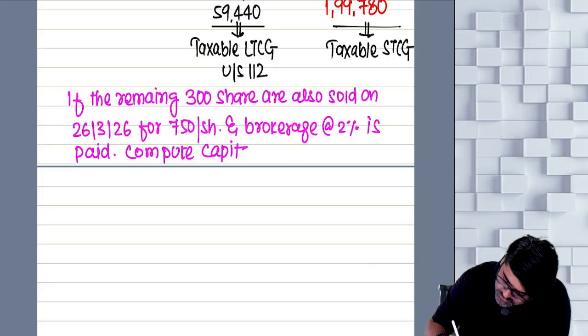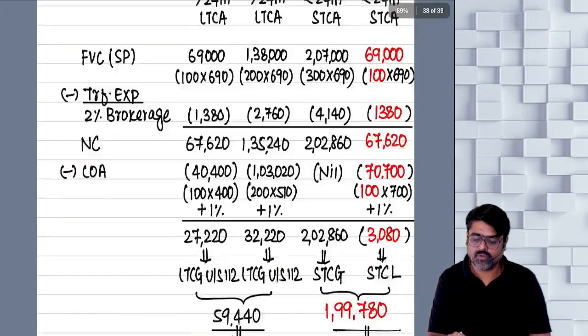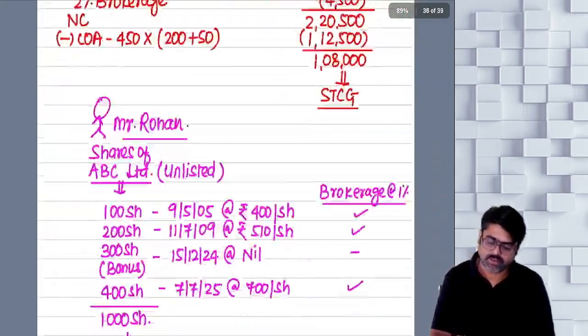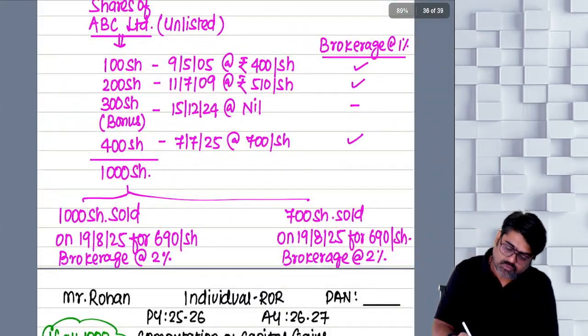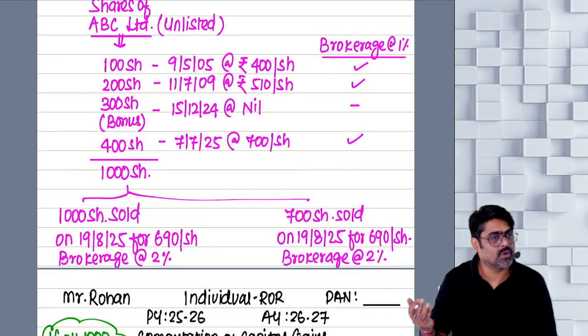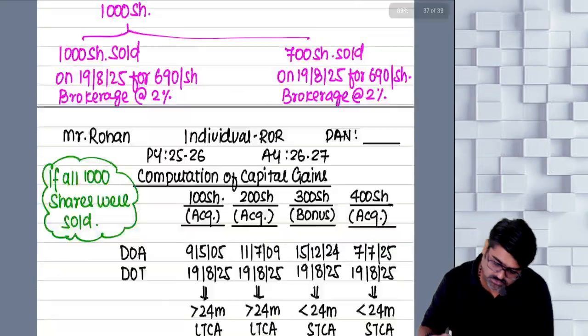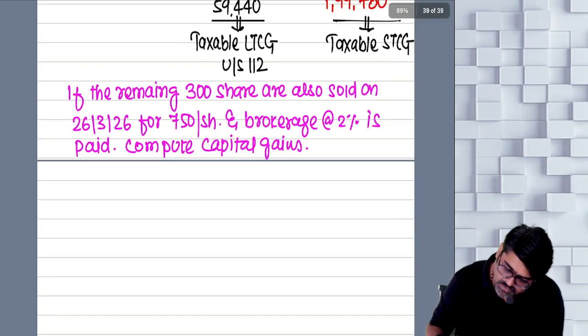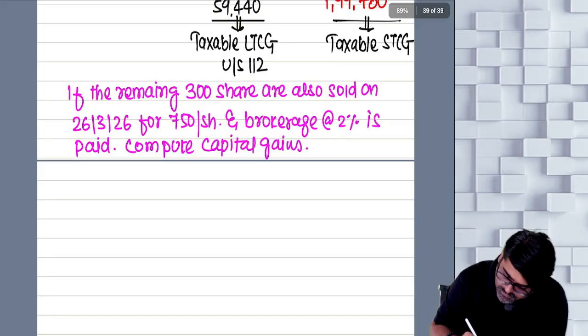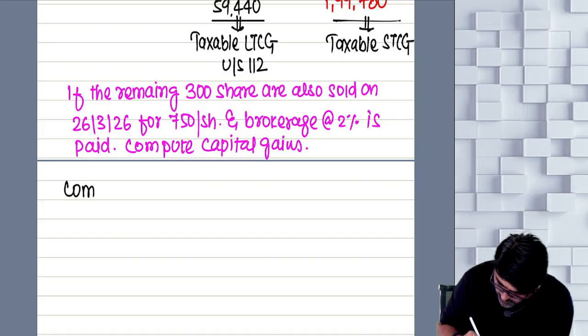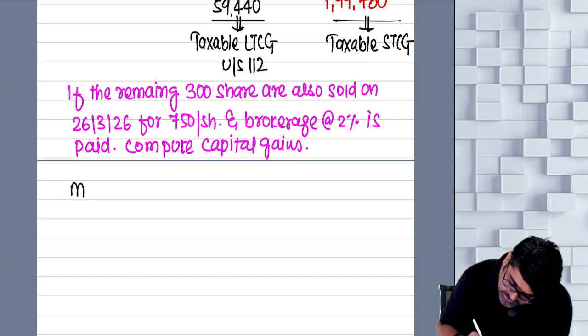Compute capital gains. Will you be able to do? Yes. Now which 300 shares are sold? Out of these 400, right now I have sold 100. So the remaining 300 is out of this 400 only, no? So what I will do? First of all, I will say computation of capital gains for 300 shares. Same year I am going to calculate for Mr. Rohan.